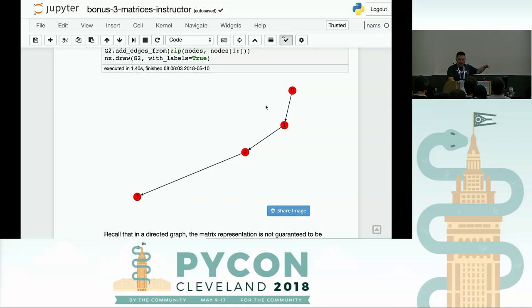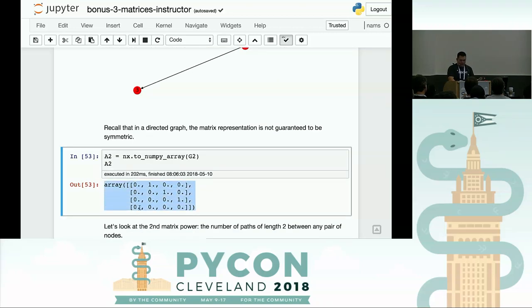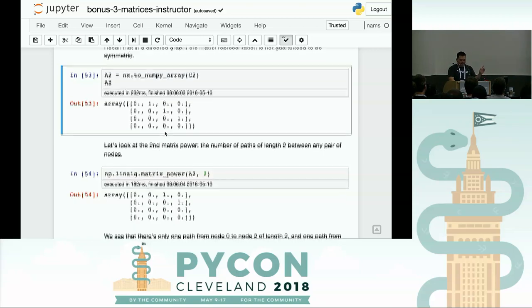In the directed case where we only go from 0 to 1 to 2 to 3, the matrix is going to be asymmetrical, right? So you'll notice there's the diagonals, the off-diagonals shift by 1 on this side, but there's no off-diagonal on the other side because there's no path back from a second node back to the first node, back to the 0th node, right?